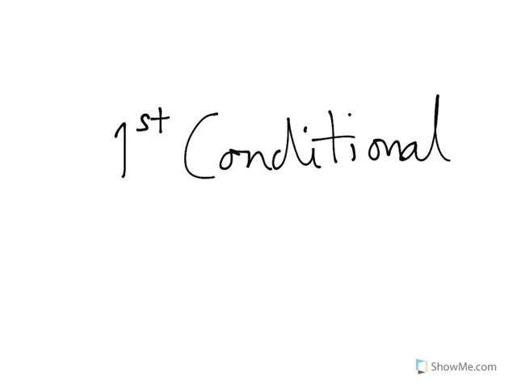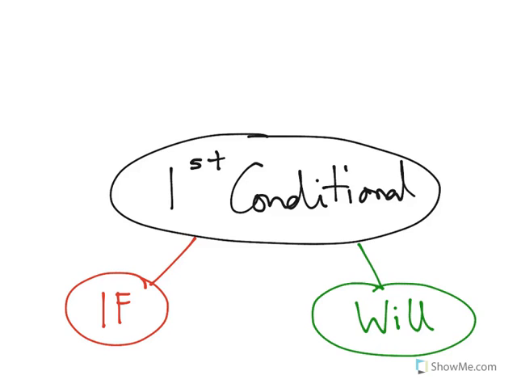Okay, today we're going to talk about the first conditional. We use the first conditional to talk about events that we think will happen if there is a certain condition. For example, if it rains, I will take my umbrella. When we talk about the first conditional, there are two parts, if and will.